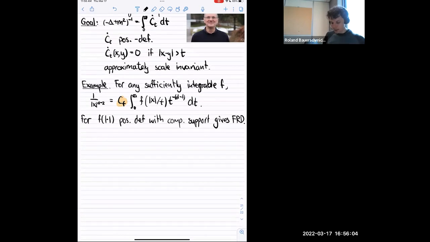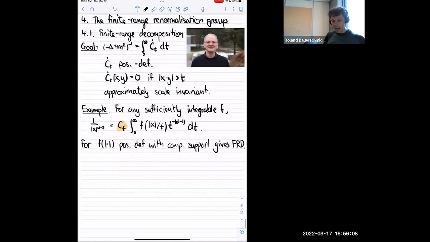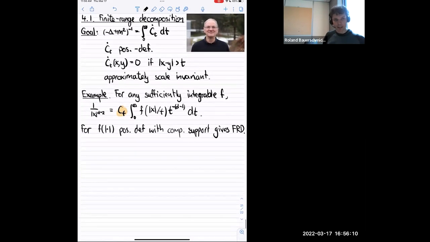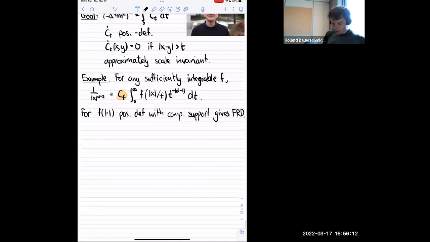Now, this trick exploits the scale invariance, so it doesn't work on the lattice, say, and it's not obvious how to fix this, but it turns out there's a nice way to fix it, because you can view this identity in conceptually the following way. Well, the left-hand side is the inverse of the Laplacian.